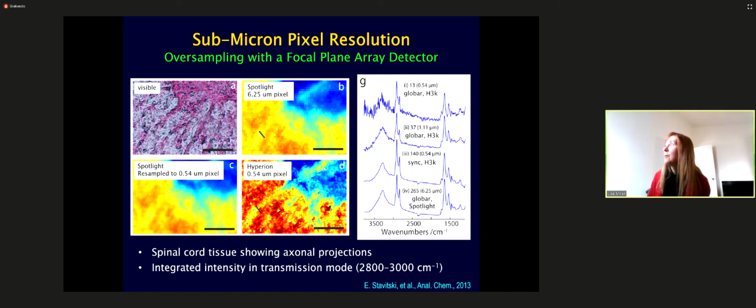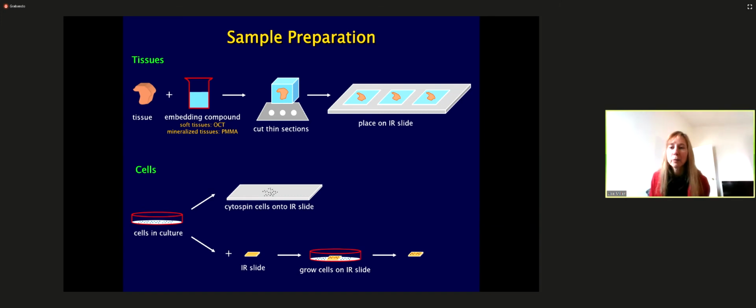All right, so one more slide about sample preparation, and then we're going to go on to the examples. This is it for biological materials. We typically see things that are either in a tissue form or in a cell form. If you have a tissue, the way we typically prepare samples is by embedding it in some sort of embedding material, and then we cut it into thin sections. We use a microtome, which is not anything fancier than a meat slicer in the deli. We cut those samples very thin, place them on an infrared transparent slide, and then you can take data from them.